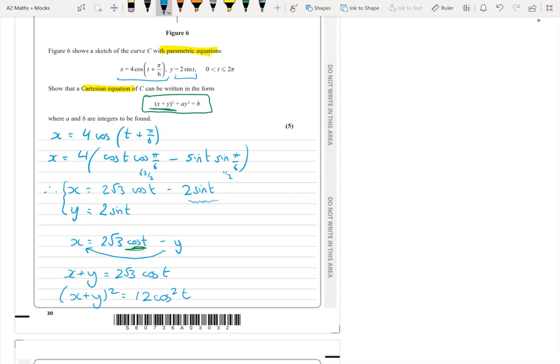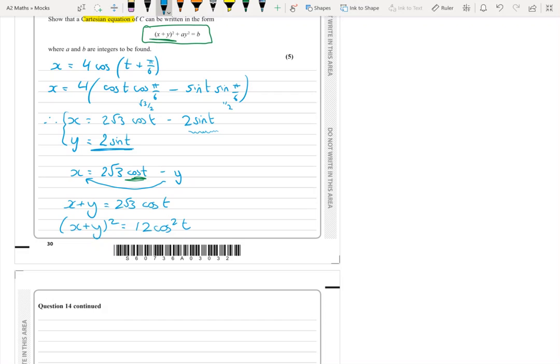Now t is still here. We're trying to get rid of it. We've got cosine t, but y is in terms of sine t. So we're going to use an identity now, which is to replace the cos squared. So we write again x plus y squared equals 12. Instead of cos squared, we're going to have 1 minus sine squared t. Okay, now we can relate that back to y.